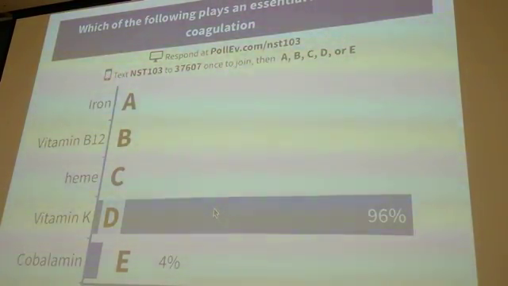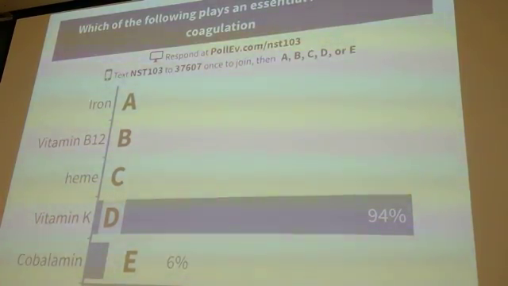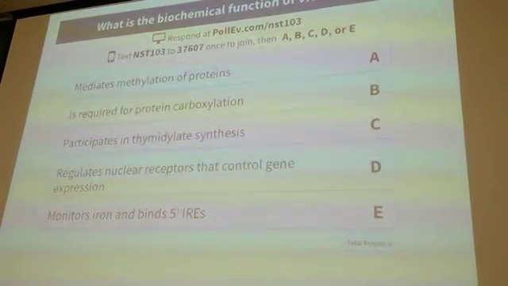Good. So vitamin K is correct. So K, think of coagulation. These other components are all important for blood. Vitamin B12, of course, is the same as cobalamin, right? They're the same molecule. And then heme and iron, all of these are important for blood for different reasons, but only vitamin K is directly required for the coagulation cascade.